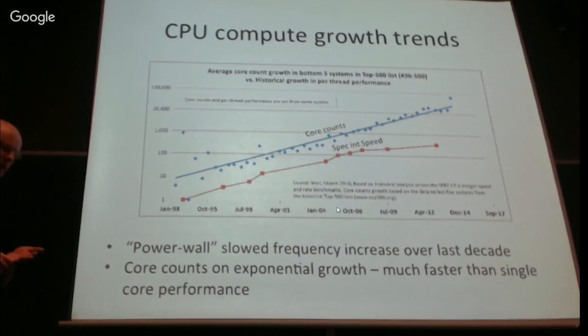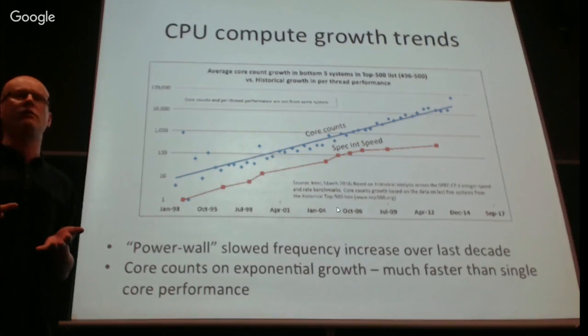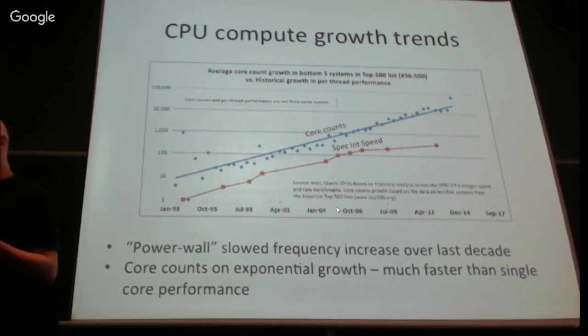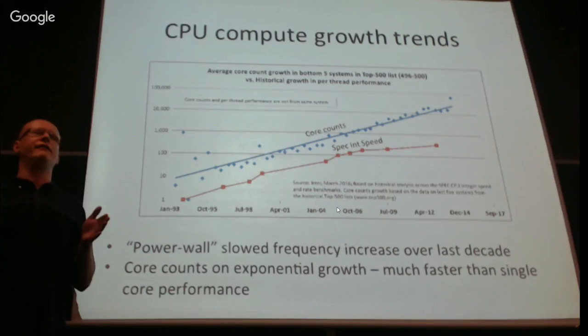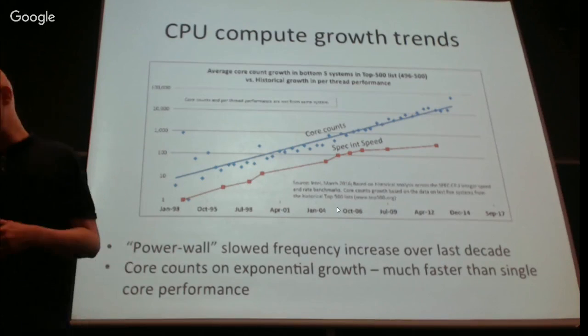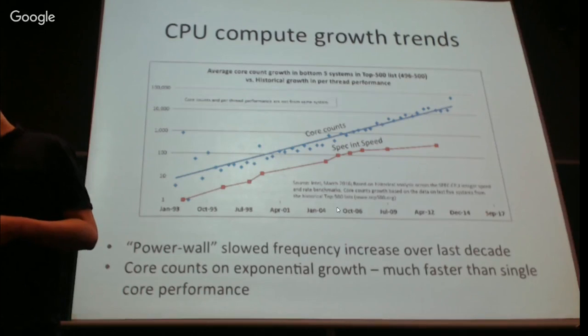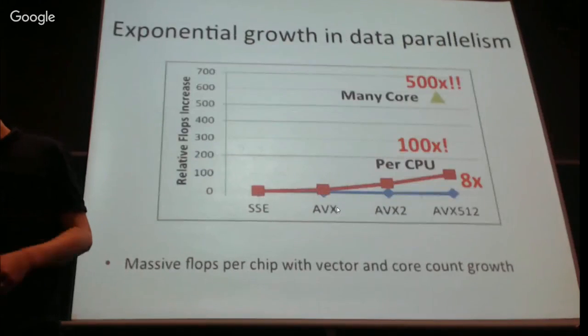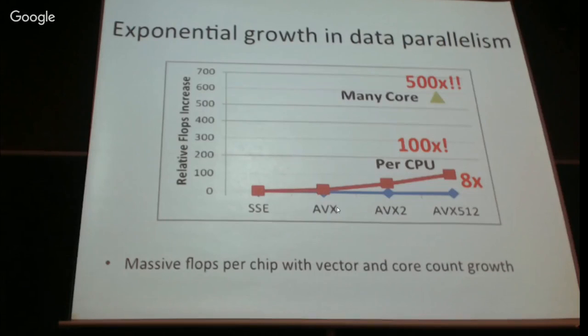So what that means effectively is that you're going to continue to see dramatic increases in core count, and you're also going to see increases in vector lengths, so the length of vector units on multi-core, many-core platforms as well, which reflects an increase in data parallelism. So core counts are on an exponential growth trend, and they're much faster than single core performance due to the sheer amount of cores on these emerging many-core platforms. So here's another graphic showing an exponential growth in data parallelism.